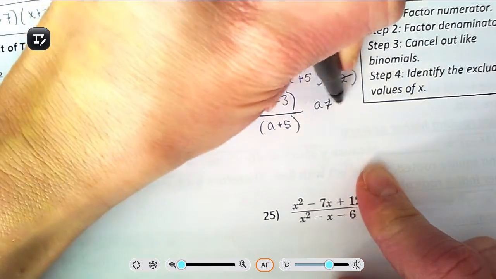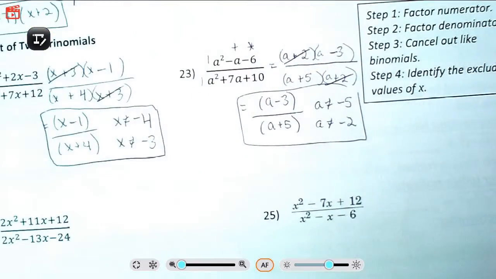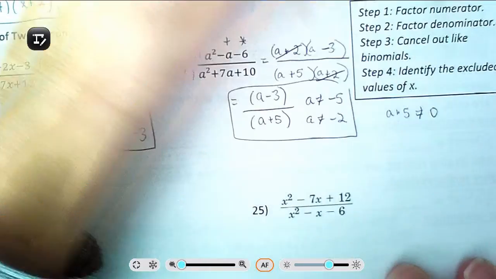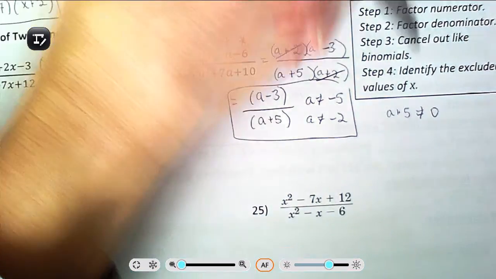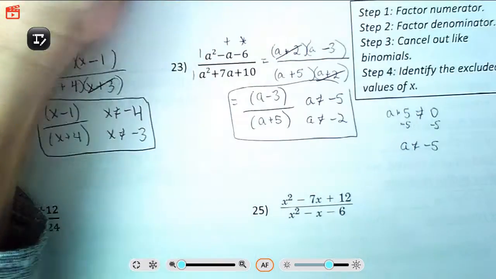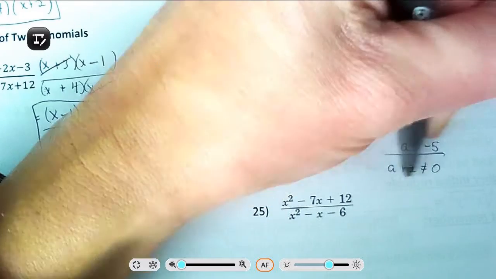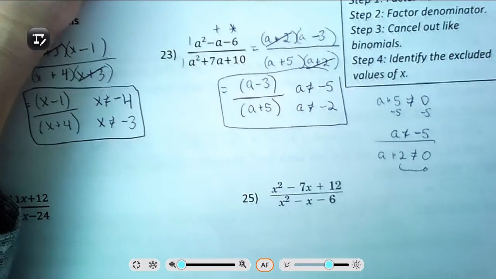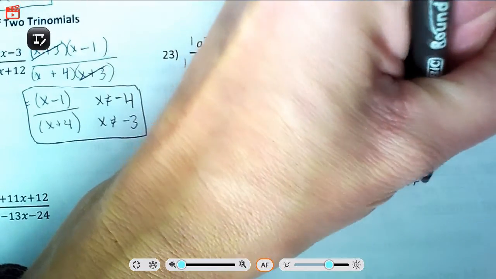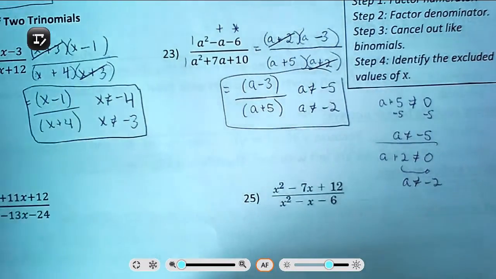So a cannot be negative 5, a cannot be negative 2, and what I'm doing to find those is I'm taking each of those and I'm saying, hey, this expression cannot equal 0, and I'm solving. Okay, and so a plus 2 cannot equal 0, and I can just kind of mentally subtract that over and get a cannot equal negative 2. Okay, so that's how I get a cannot equal negative 5 and a cannot equal negative 2.